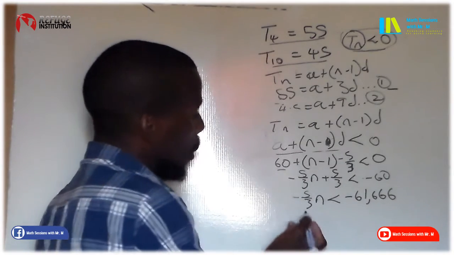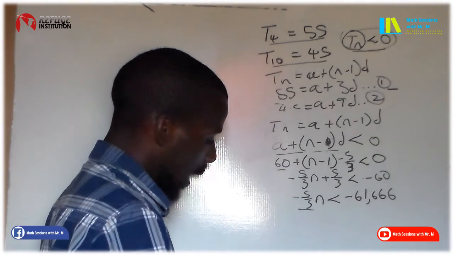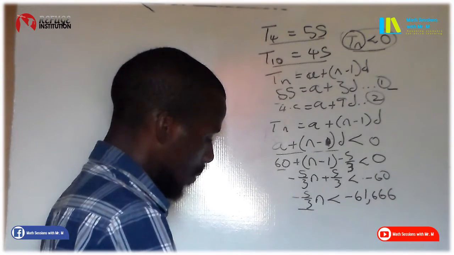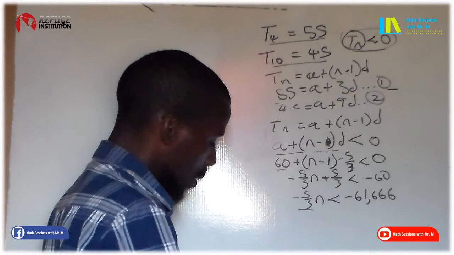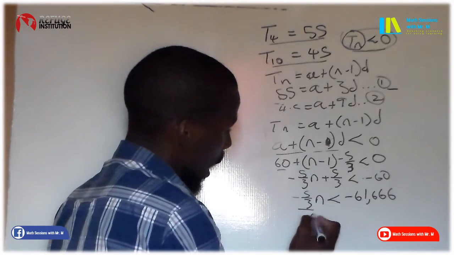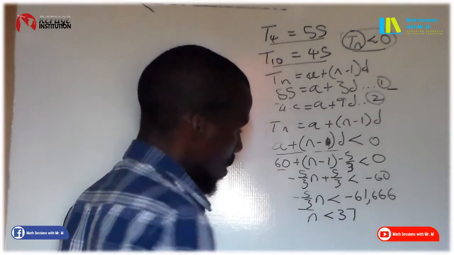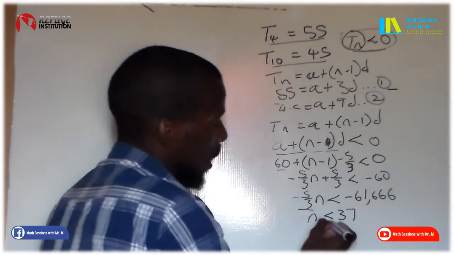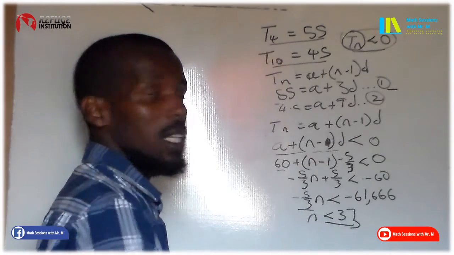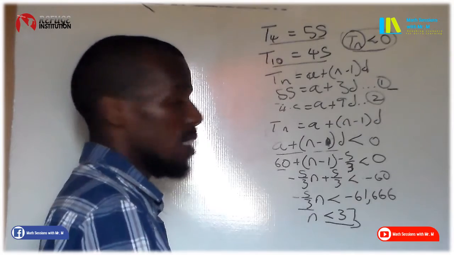Now we divide by negative 5 over 3, and you are supposed to get n to be less than 37. So that is the final answer when it comes to calculating Tn to be less than 0.